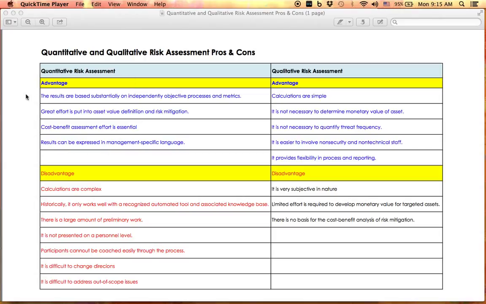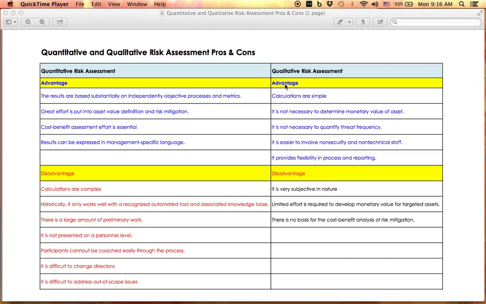Most of the risk assessors always use the quantitative risk assessment method because they need to provide the cost benefit assessment, and they will provide a great effort to the management in terms of risk mitigation.